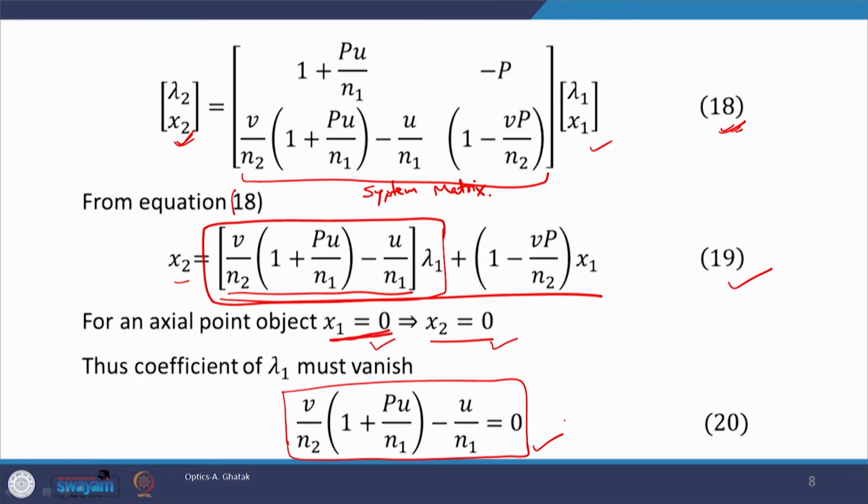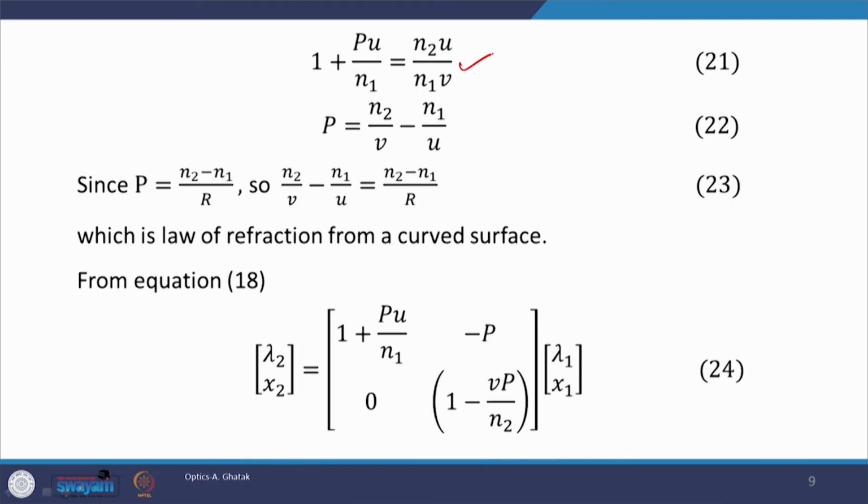Once this is given from equation 20, after some mathematics we can get an expression of P, which is the power of our refracting surface. But we know that P is equal to N2 minus N1 by R, capital R, where N1 and N2 are refractive indices of medium 1 and medium 2, the medium on the left hand side of the refracting surface and the medium on the right hand side of the refracting surface.